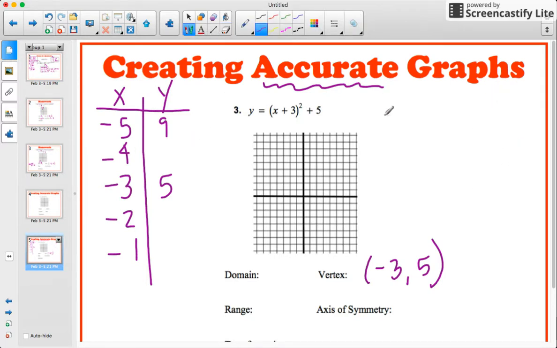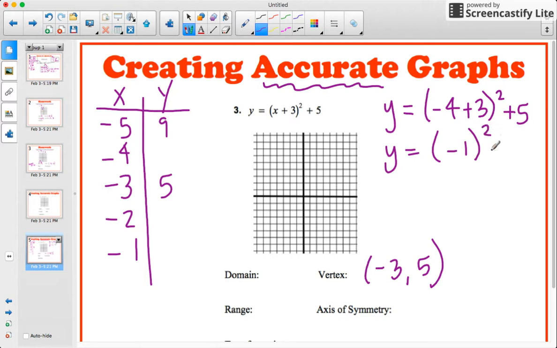Let's do -4. y equals (-4 plus 3) squared plus 5. I'll simplify my parentheses before I simplify my exponents. So this is going to give me (-1) squared plus 5. y equals 1 plus 5. So this value here will give me a 6.